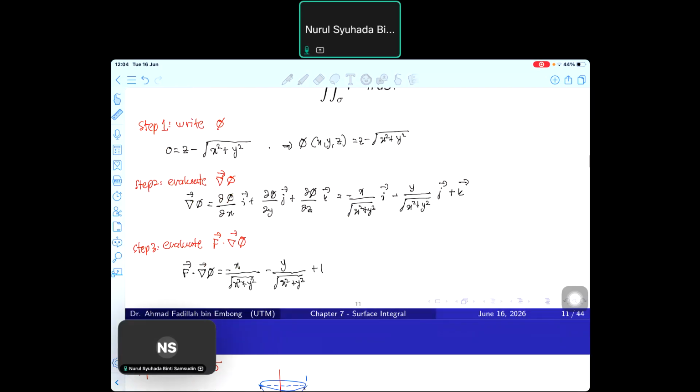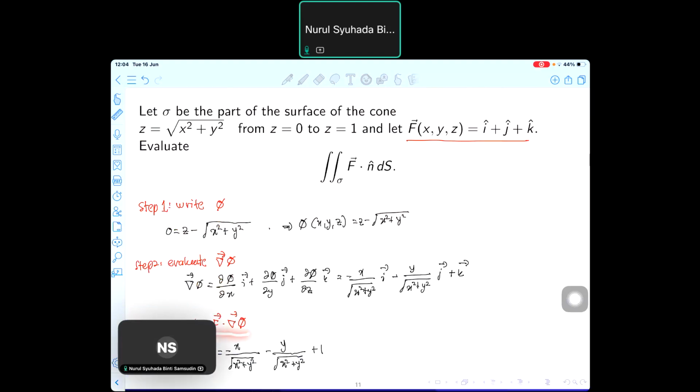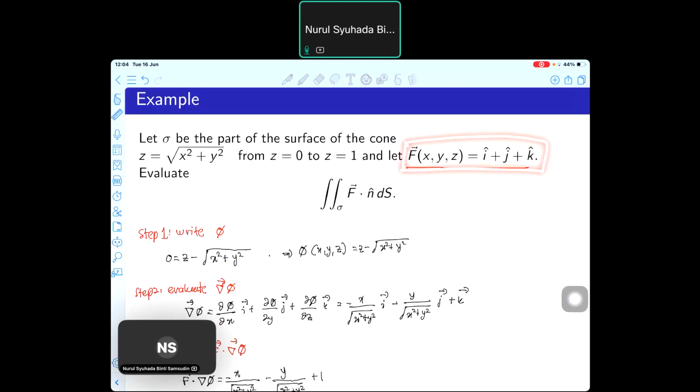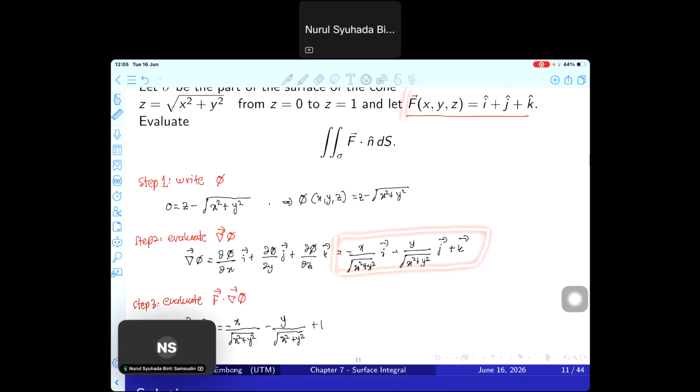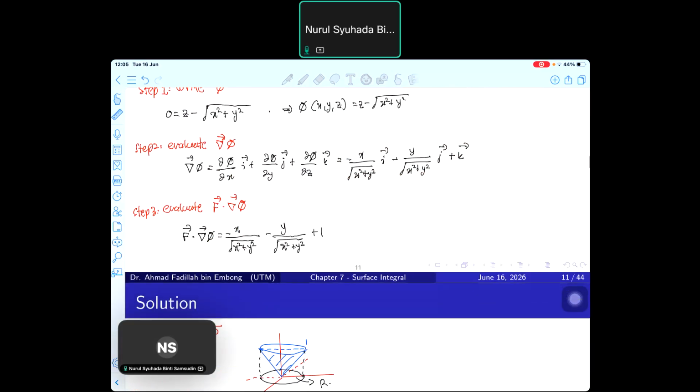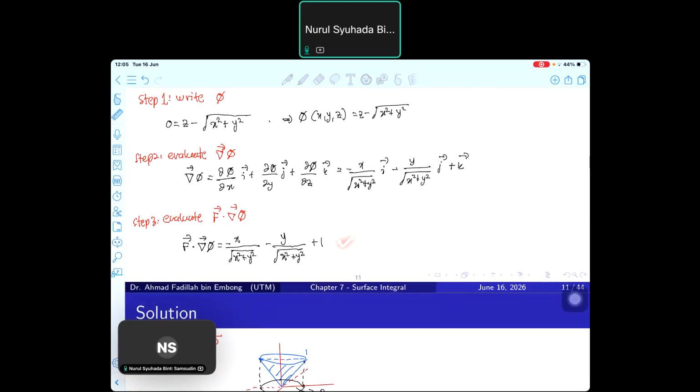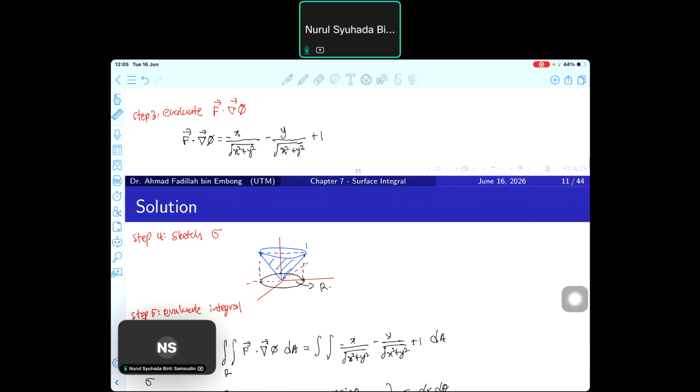And then the third step is to evaluate the dot product of F with the nabla phi. So this is the given F, and this is our nabla phi. So we are going to evaluate this dot product between these two. Here is the answer. Sometimes it is preferable to simplify the expression, but sometimes you can leave the answer like this. Okay, so the fourth step is to sketch our sigma.